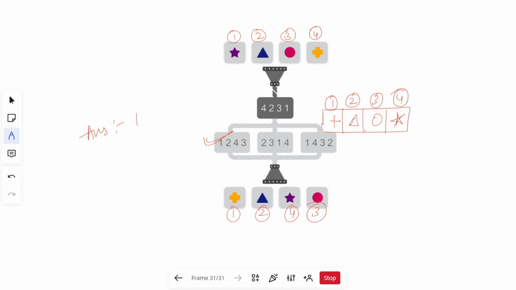Okay, so in this way 1, 2, 4, 3 will be the correct answer for this one. Hope you have understood these types of questions.